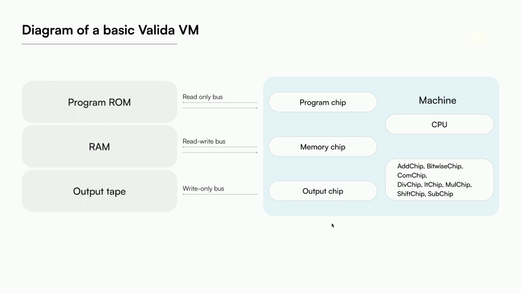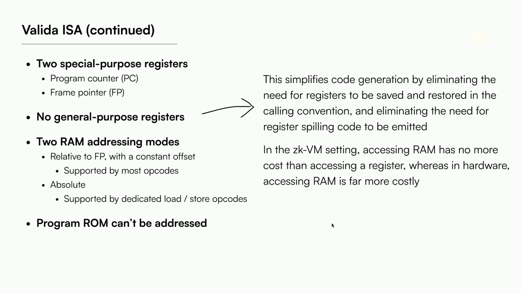We separate read-only memory for the program. It's a Harvard architecture. You can't edit your own code. A big RAM and input-output. And these communicate through a series of buses with this set of chips, each of which is a separate zero-knowledge circuit. So we do not have any general registers. The only registers we have hold the program counter and the frame pointer. So these tell us where the instruction that we're about to execute is, as well as where the local variables are stored. We can address RAM both in relative and absolute modes. Can't address ROM at all.